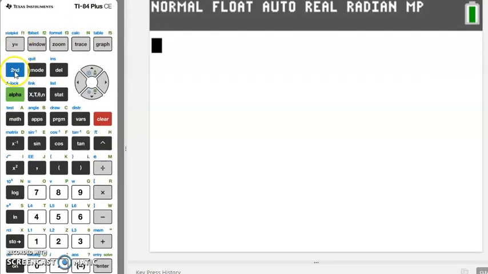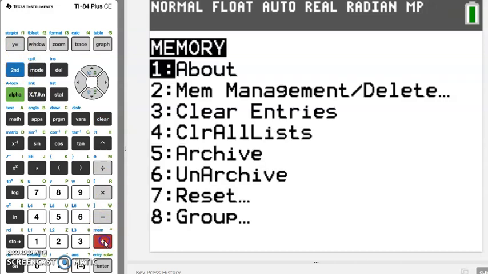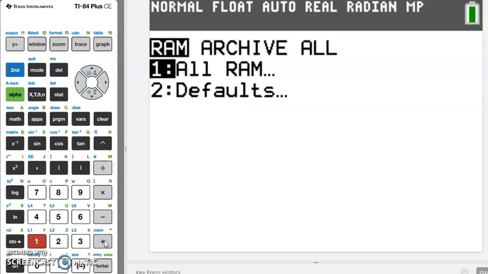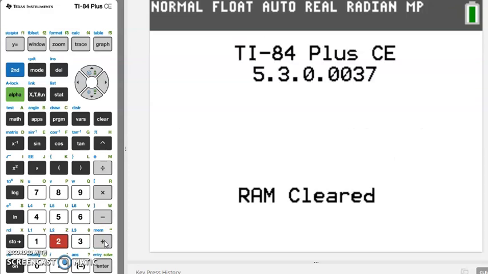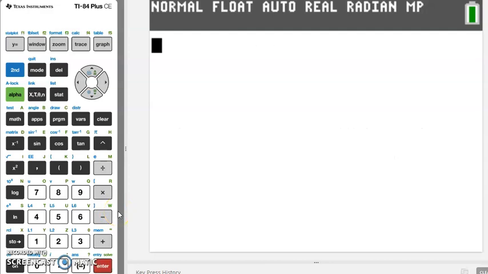And remember to reset. Second function, down to plus, which is memory. And we hit 7 to reset. We hit 1, All RAM. And 2 to reset. That'll bring us back to the factory setting. Just hit enter, and it'll clear that.